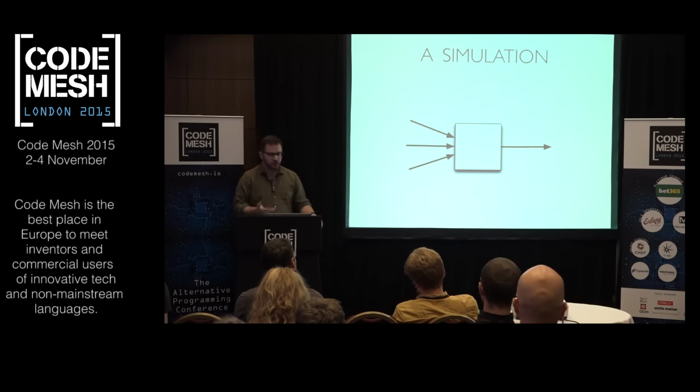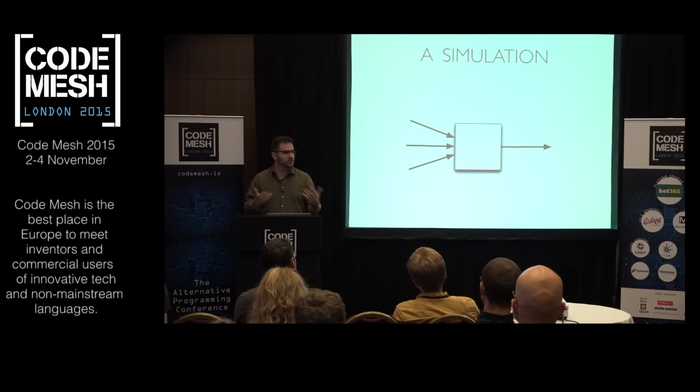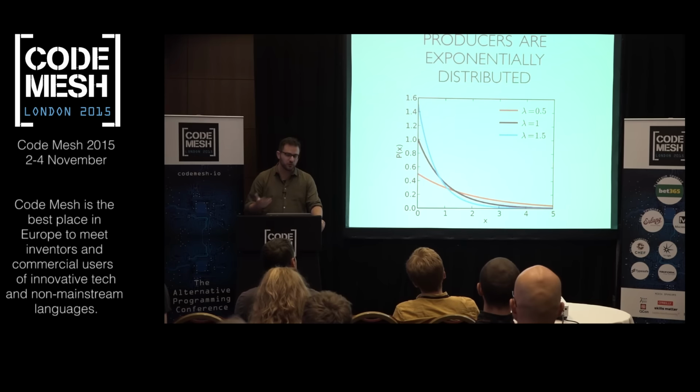And so what I'm going to do first is show you a simulation, right? This is going to be one queue behaving in a way which tries to mimic how the real world works, but has all the caveats that come with a simulation. In the simulation, producers are exponentially distributed. And what this means is that the time between each event showing up follows an exponential distribution.